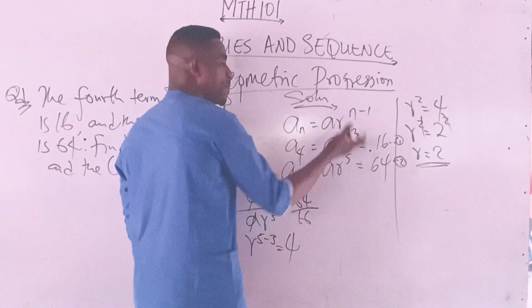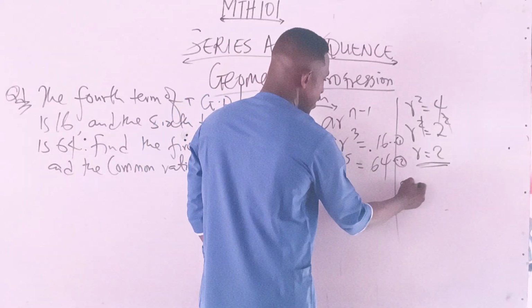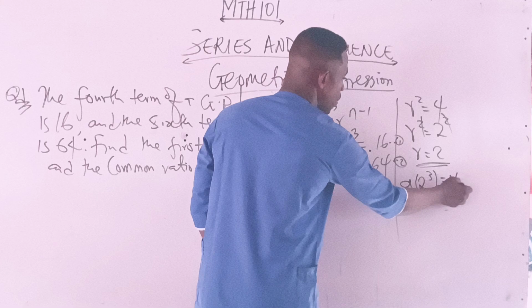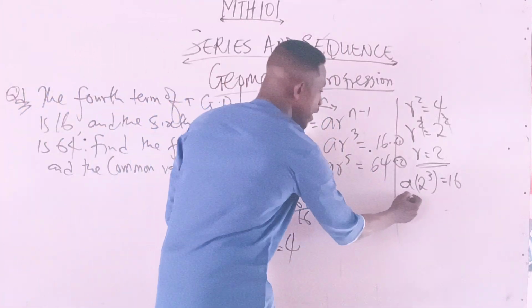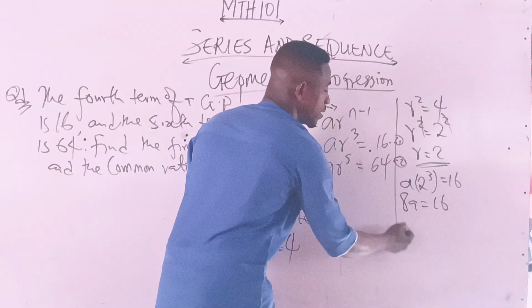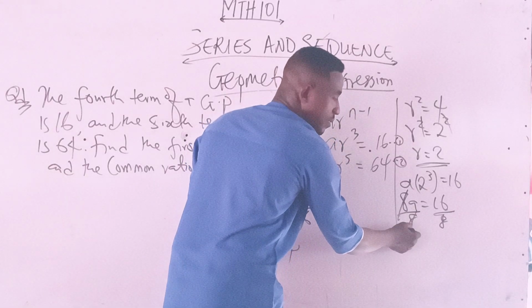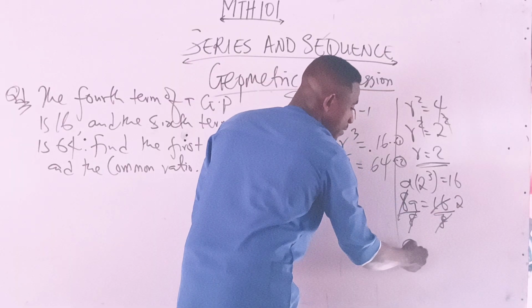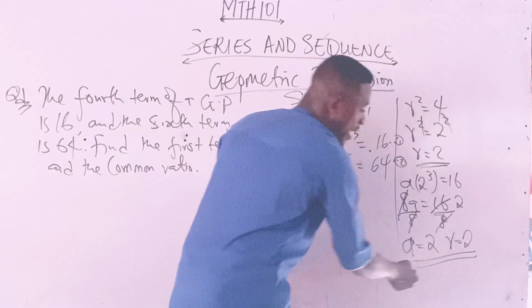To get the first term, pick any of the equations. Let's pick equation 1. A times 2 raised to power 3 is equal to 16. 2 raised to power 3 is what? So 8A is equal to what? Divide both sides by 8. Can this cancel this? 16 divided by 8 is 2. That means A is equal to what? R is equal to what? Do you understand?